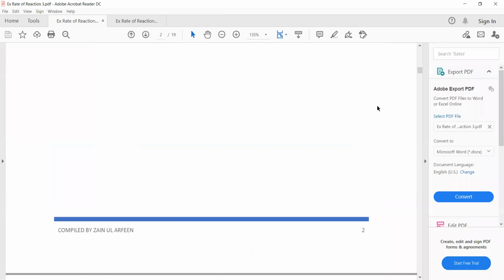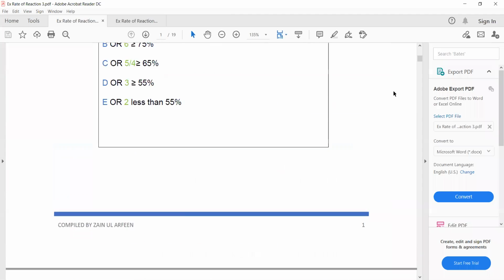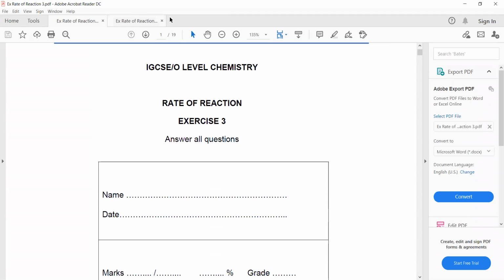This was exercise 2. Now exercise 3. Just an overview of all these exercises, I will share with you as weekly homework.